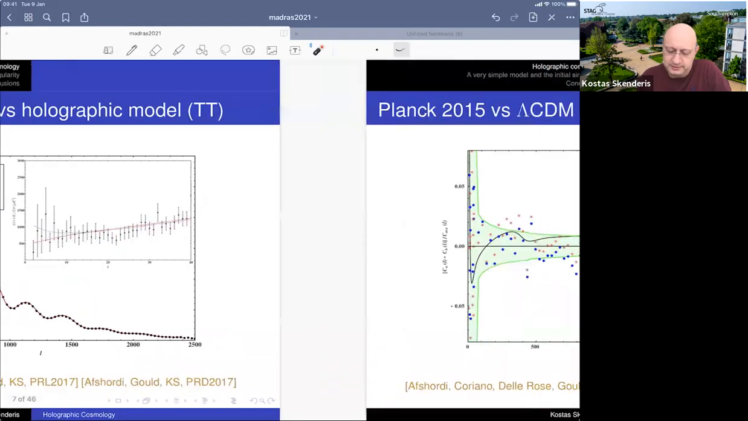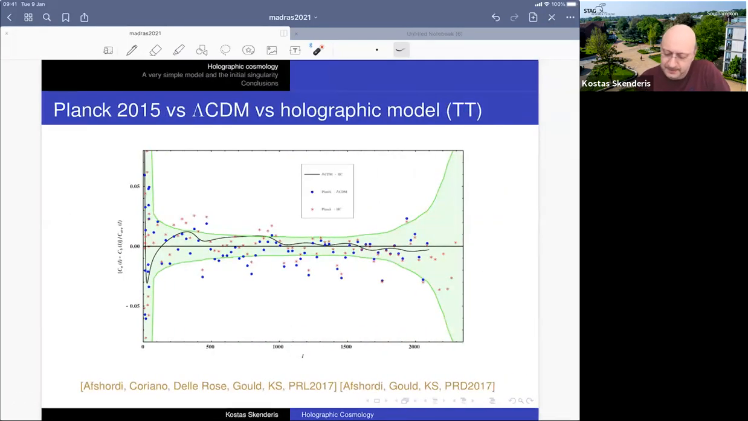Now, of course, by just looking at this, we cannot see how well the 2 models do. So I have another plot where we have the so-called residuals. This green region represents the Planck error. This black curve is the difference between lambda CDM and holographic cosmology. And as you can see, the difference between lambda CDM and the new model is within the error bar. So we can already see from here that they both describe the data equally well.